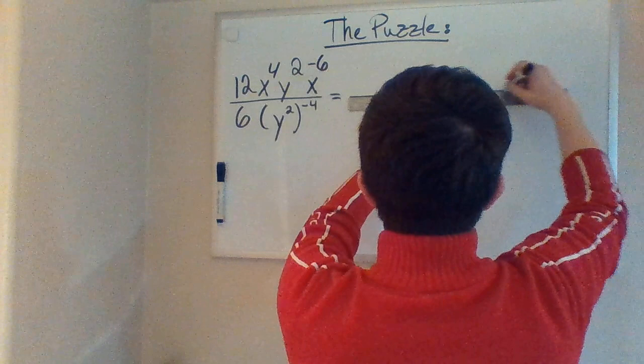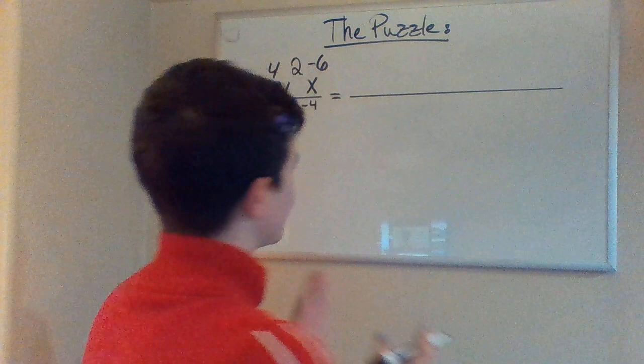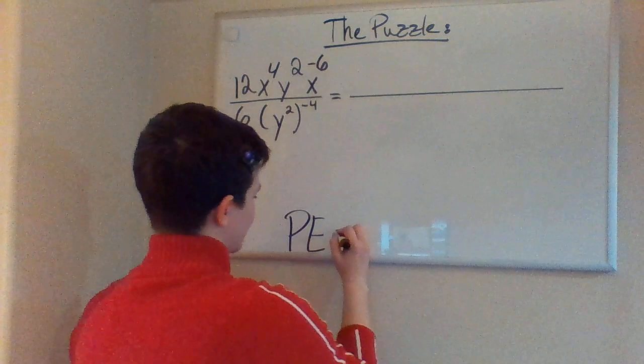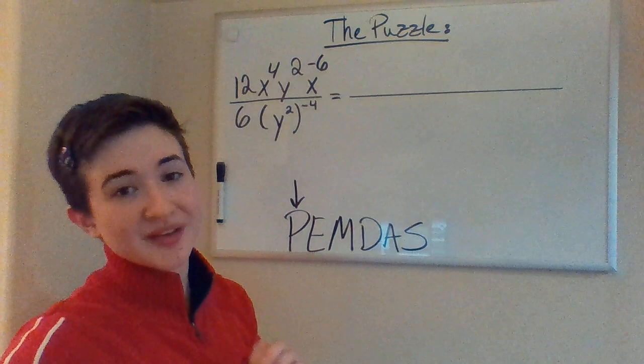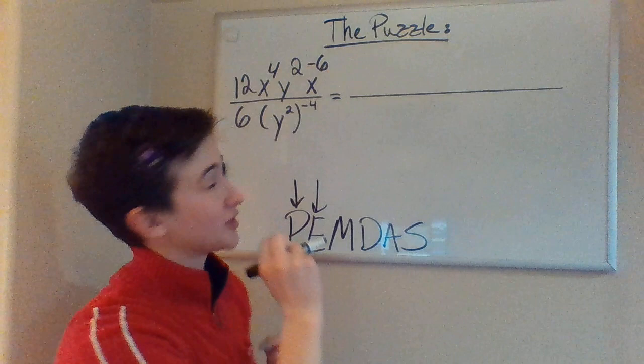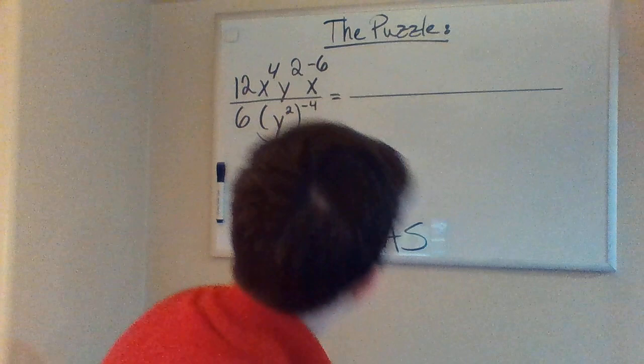Cool. So, first things first, PEMDAS. Always remember PEMDAS. PEMDAS is parentheses, exponents, multiplication, division, addition, subtraction. Always start with parentheses, whatever you do. Now, in this case, parentheses also take us straight to exponents. So, we're gonna deal with this guy first. We're gonna use a different color. We're gonna start with this guy first.